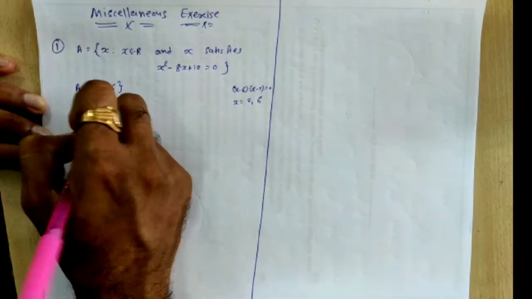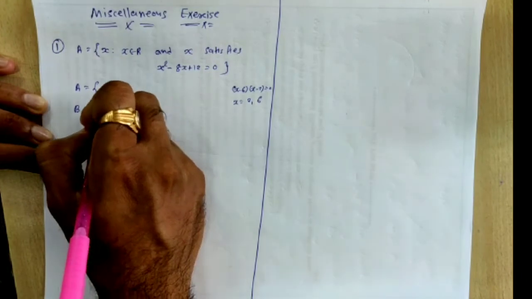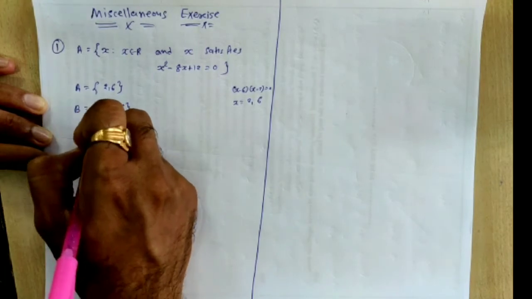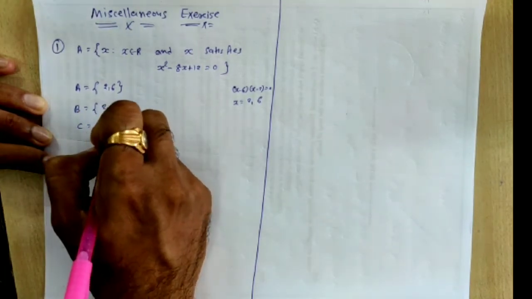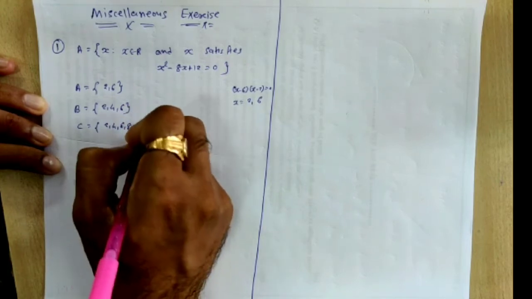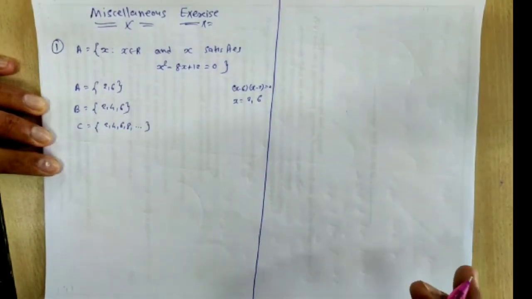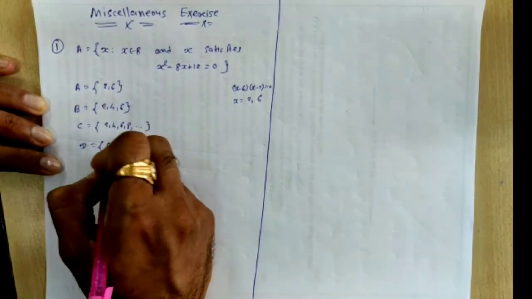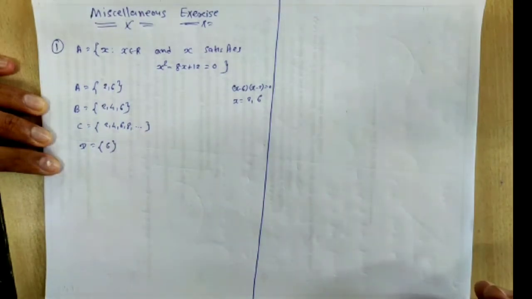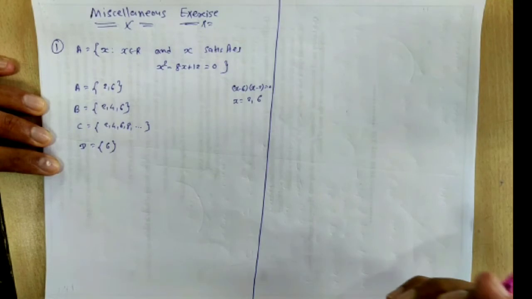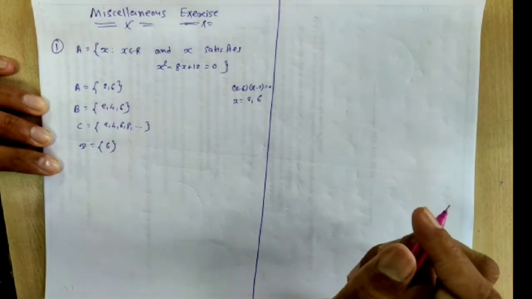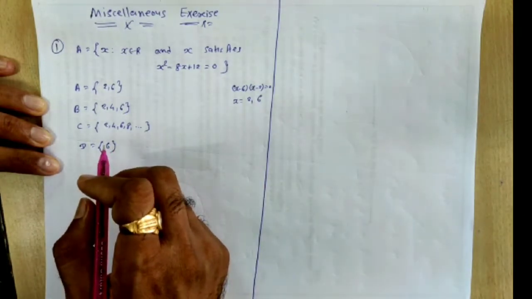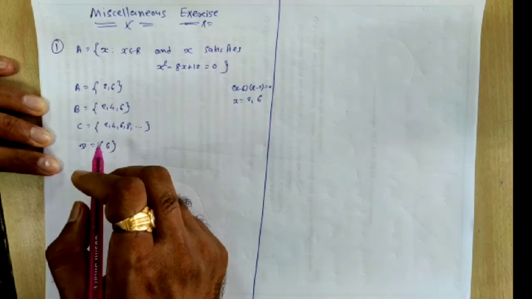Elements of set B given, which are 2, 4 and 6. And elements of set C are 2, 4, 6, infinite. Set D elements is 6. So you have to find which sets are the subset of one another.